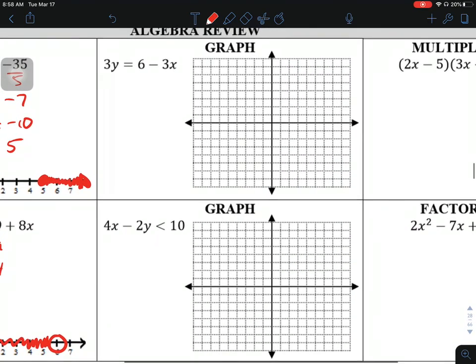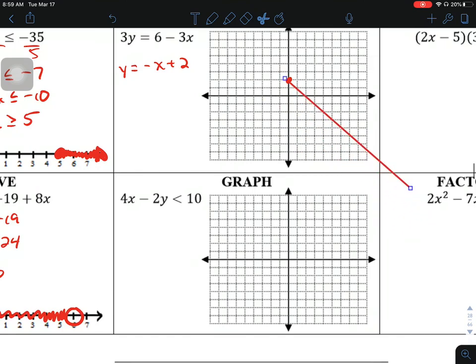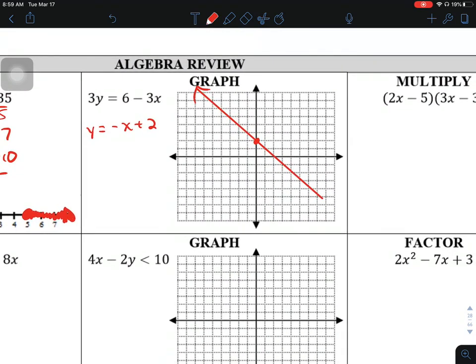Graphing equations and inequalities, getting it in slope-intercept form is usually the nicest thing to do. The y-intercept is 2. The slope is -1. So that means we go down 1 to the right 1, or up 1 to the left 1. So it looks something like this.